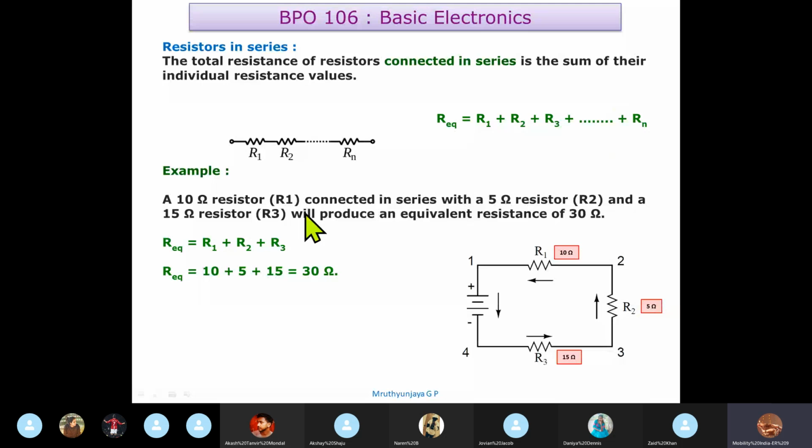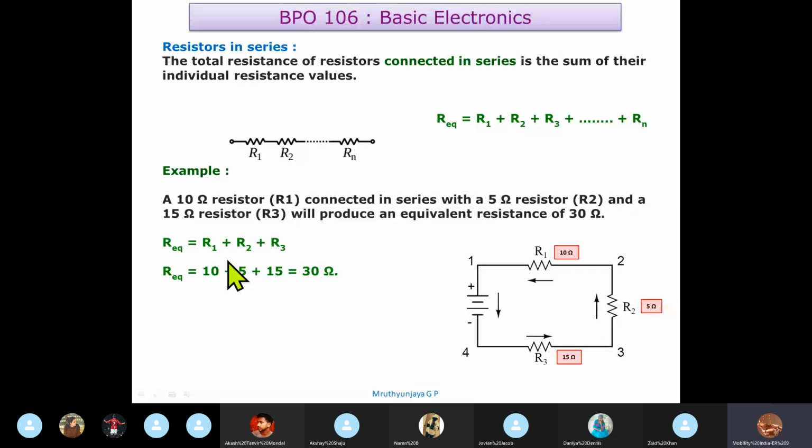Typical example here you can see: 10 ohm resistor R1, 5 ohm R2, 15 ohm R3. In this particular combination, the total resistance would be 10 plus 5 plus 15, that is 30 ohms.